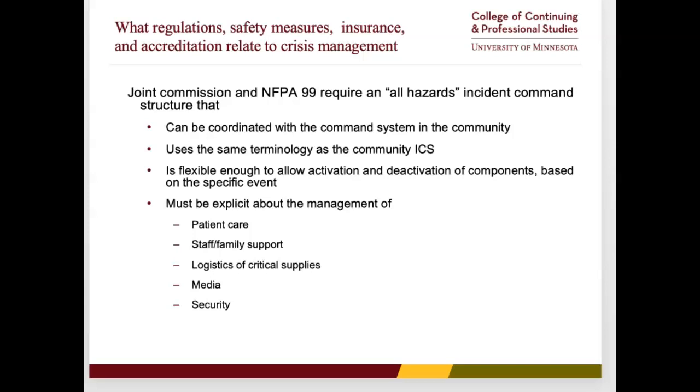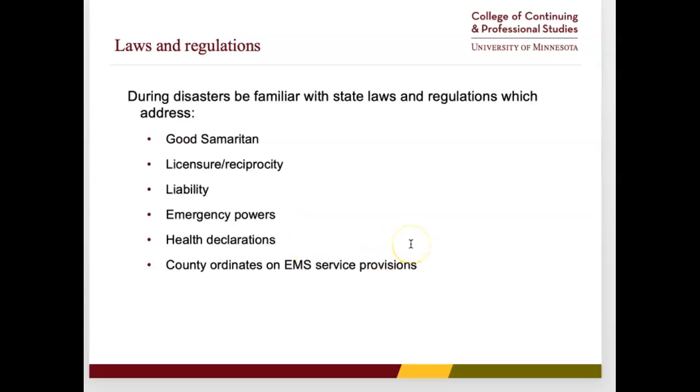So again, I put up the Joint Commission. You just need to know what your organization needs to be responsible to in terms of state regulations, federal regulations, etc., and laws, of course. So yes, laws and regulations.